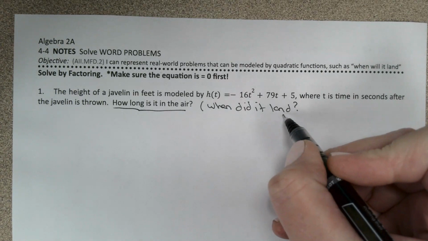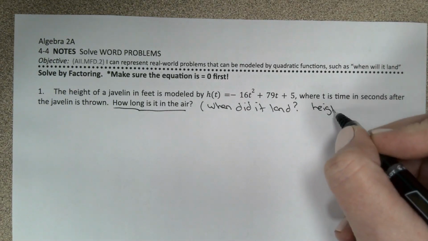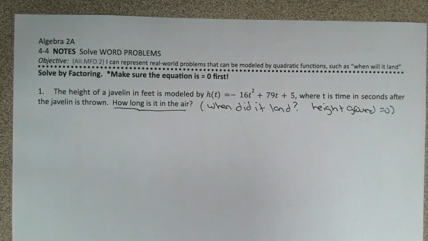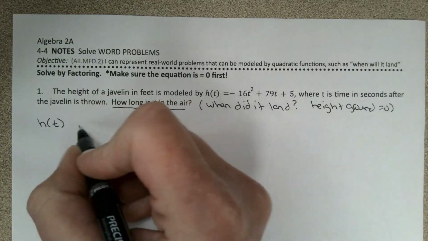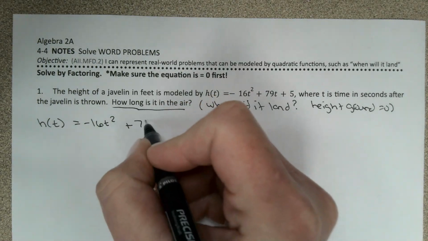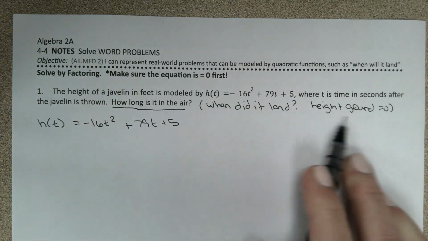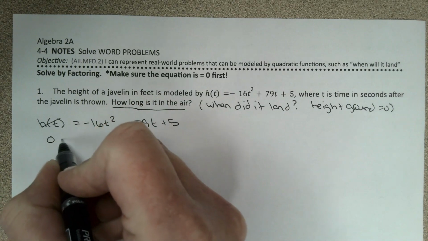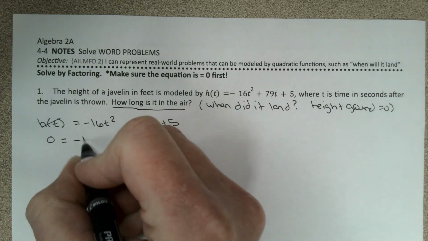So when it lands, it hits the ground, and the height of the ground equals 0. I'm just copying down the equation at the moment. If we want to know when it landed, that means we're going to have to set our equation equal to 0. We want to know when it landed.